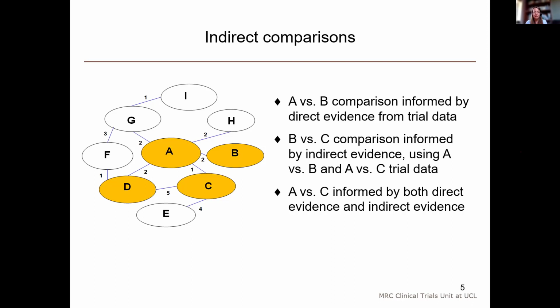trial data. The A versus C comparison is informed by both direct and indirect evidence, because one trial evaluated this comparison directly, and we also have indirect information from using the A versus D and D versus C trials.